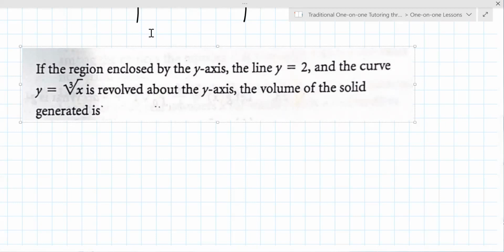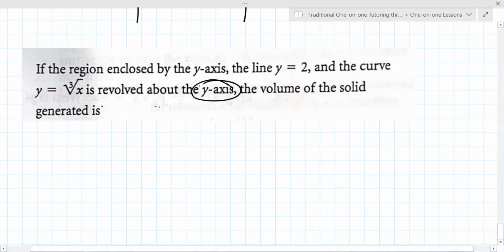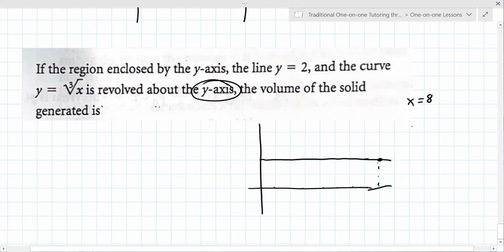Yeah, because from the previous one to this one, it's totally different parts of the course. Right. Okay, so it says if the region enclosed by the y-axis and the line y equals 2 and the curve y equals cube root x is revolved around the y-axis, that's important. So the picture is kind of useful here. Here's 2. And then you maybe wonder, why am I going out so far? 1, 2, 3, 4, 5, 6, 7, 8. When x is 8, y is the cube root of 8, which is 2. That's how we know where they hit.